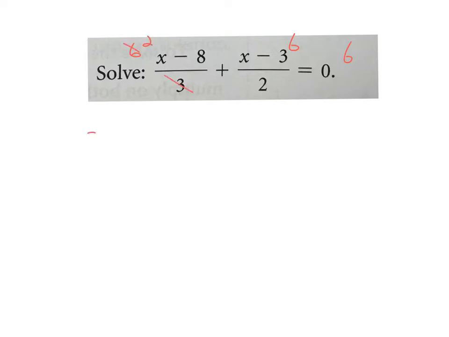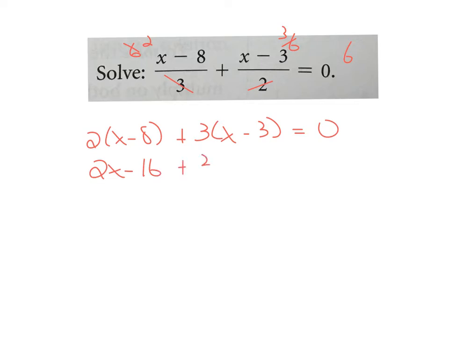So I'm going to multiply 2 times the numerator, 2x minus 8. This 2 goes into 6 3 times, so I'm going to multiply 3 times that numerator. And, of course, 6 times 0 is just 0. So in one step, I have no more fractions. I'm just going to solve it like a normal equation. So distribute the 2, distribute the 3, and it still equals 0.